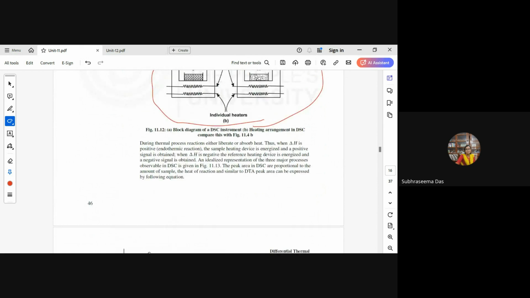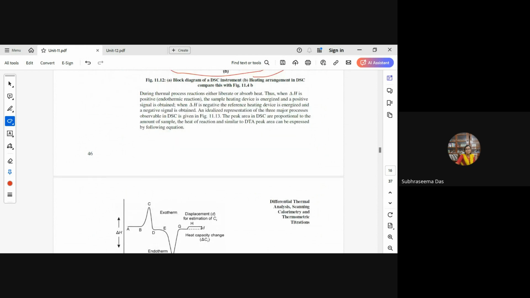Now, during the thermal processes, heat is either absorbed or liberated. Thus, when delta H is positive, that is for an endothermic reaction, the sample heating device is positive in nature, and thus a positive signal is obtained. When delta H is negative, that is for an exothermic reaction, a negative signal is obtained. An idealized representation of the three major processes is given in figure 11.13.